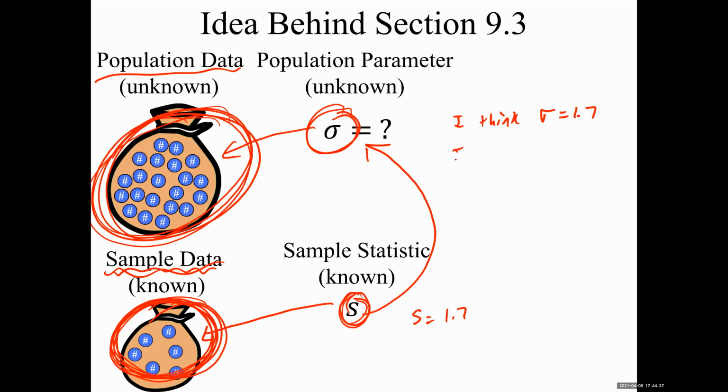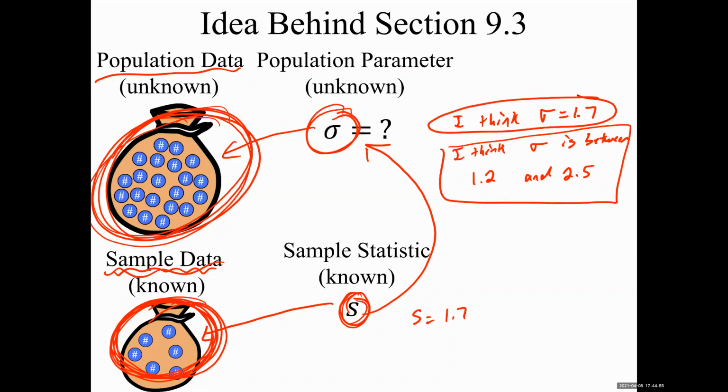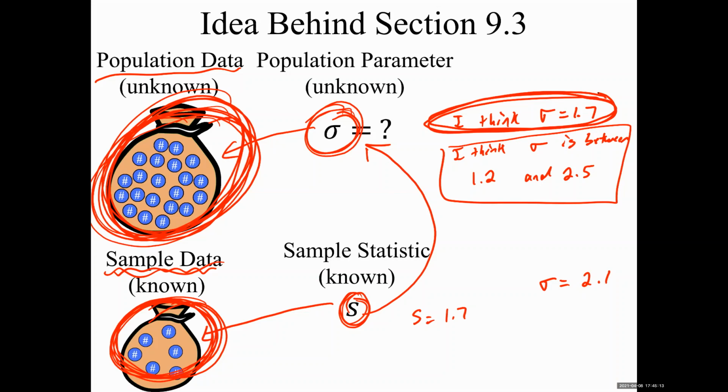Instead of saying, I think sigma is this one number, we want a range of values. So we're going to say something like, I think sigma is between some numbers. So I might say between 1.2 and 2.5. Okay. So this is the kind of answer we want, a range of values instead of one value. And then if it turned out that someone later on actually collected all this population data and calculated sigma, let's say they found out that sigma is 2.1. Then when you guessed that it was 1.7, you were wrong. But when you guessed that it's between 1.2 and 2.5, you were right, because 2.1 is between 1.2 and 2.5.